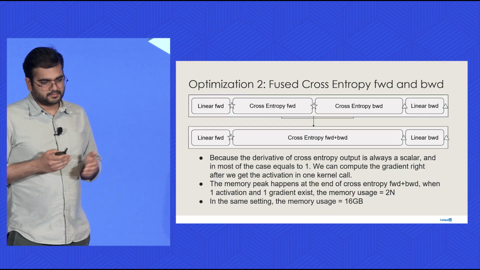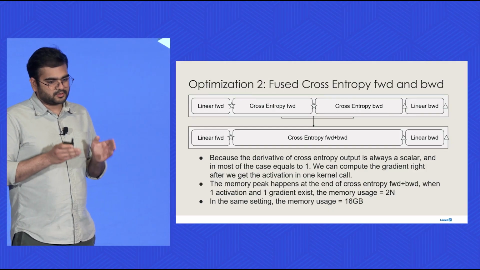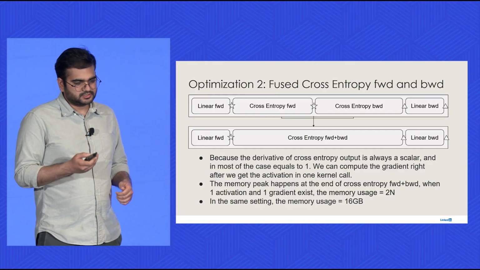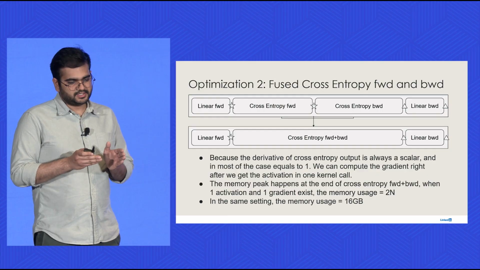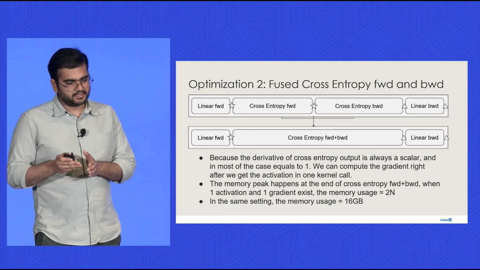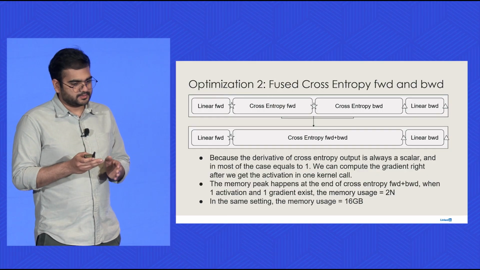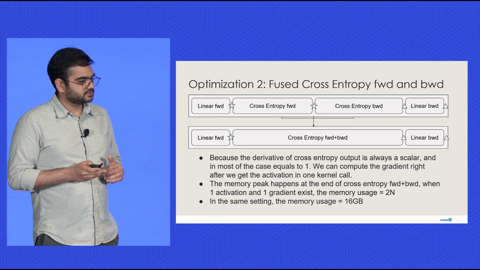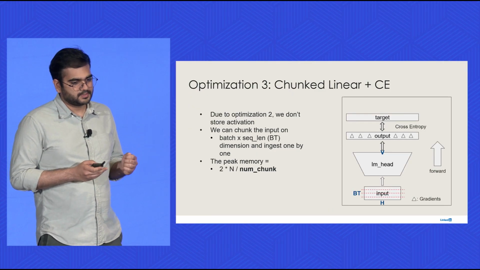single kernel call? This is what we do in the cross entropy function in the Liger kernel library, which leads to one activation and one gradient after your cross entropy forward plus backward kernel, leading to the peak memory usage of 2n. So now we have reduced the memory usage to 16 GB. So what more can we do?